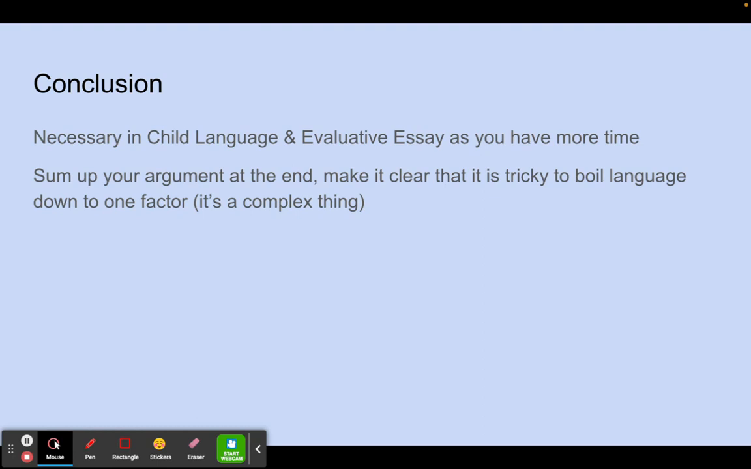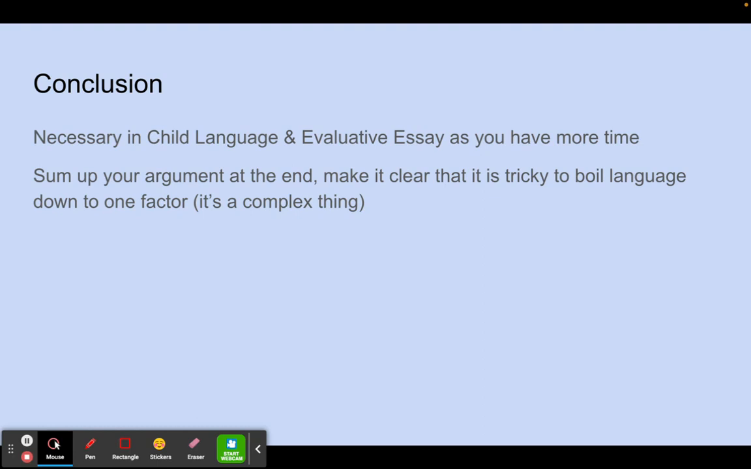You need to make it clear that it's very, very difficult to boil language down to one factor. It's such a complex, multifaceted thing that it is problematic to say that the words that people use is just a result of their social group, or that their accent completely determines their intelligence or their identity and things like that. We know that language is so much more than that.